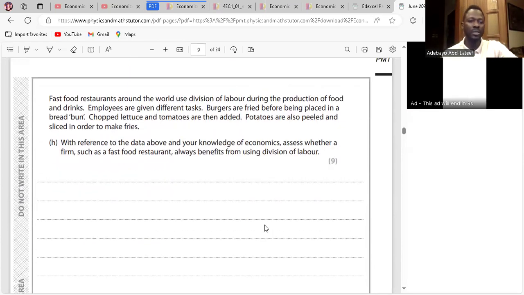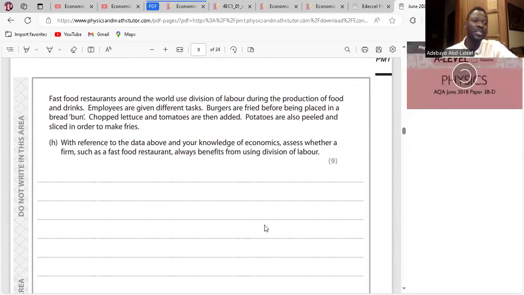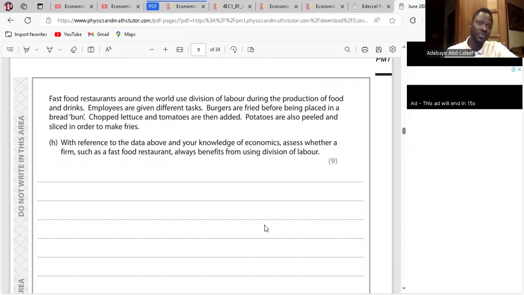We have the case study. It said, with reference to the data above and your knowledge of economics, assess whether a firm such as a fast food restaurant always benefits from using division of labor. First, what is division of labor? Division of labor is the breaking down of the production process into different stages, and each stage is performed by different people. That's division of labor.